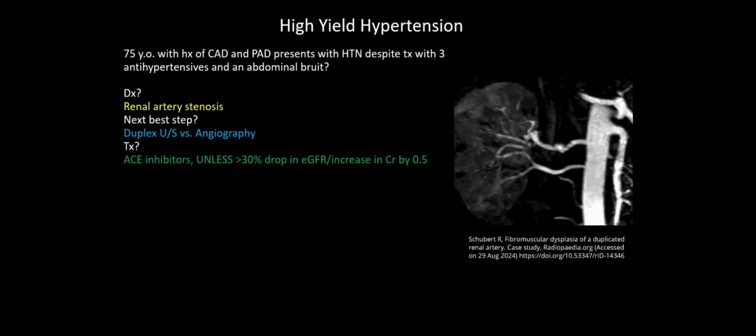What's important is that you can expect with an ACE inhibitor, even in somebody without renal artery stenosis, that you're going to get a bump in the creatinine. That's definitely something that you should expect. But knowing 30% is a pretty good number to know. If you have a 30% increase in creatinine or drop in your eGFR, that usually indicates that that's a little bit too much.